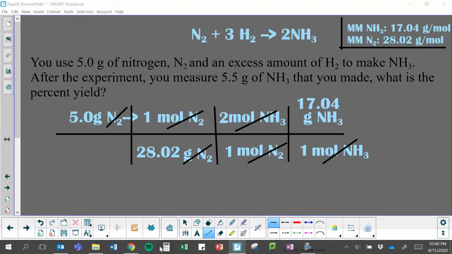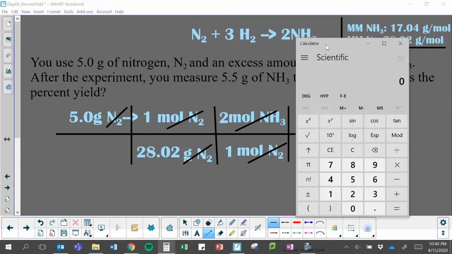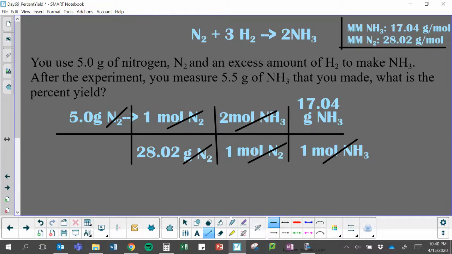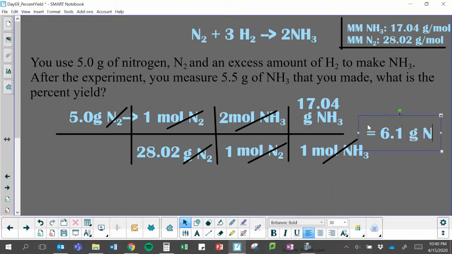So we can go ahead and plug this into our calculator. So we have 5.0 divided by 28.02 times 2 times 17.04, and we get this number. We should have 2 sig figs, so 6.1 grams of NH3.